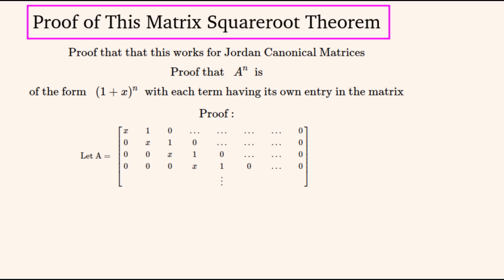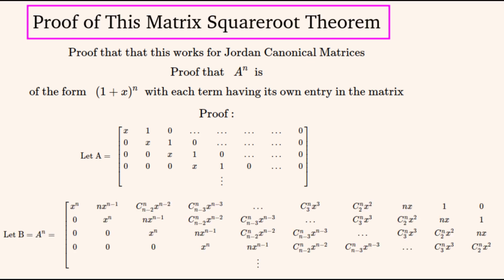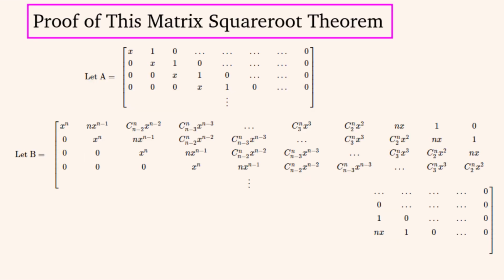So now to more formally prove that each power of the matrix A contains the polynomial x plus 1 raised to the power of n, we'll prove it using induction. We'll start with these matrices. A is the Jordan canonical matrix with eigenvalue of x, and that is one giant Jordan block. B is A raised to the power of n, and we'll assume that B contains x plus 1 to the power of n in its rows like this. We can write them out in combinatorics notation like this.